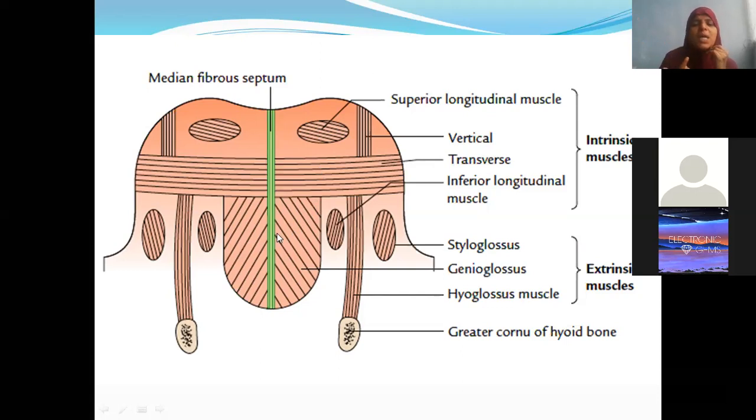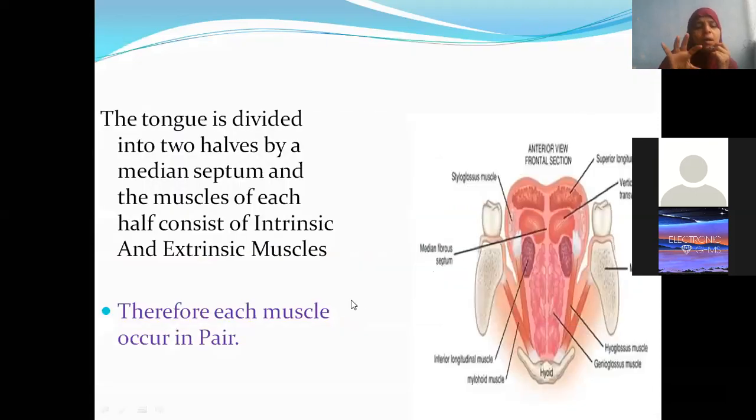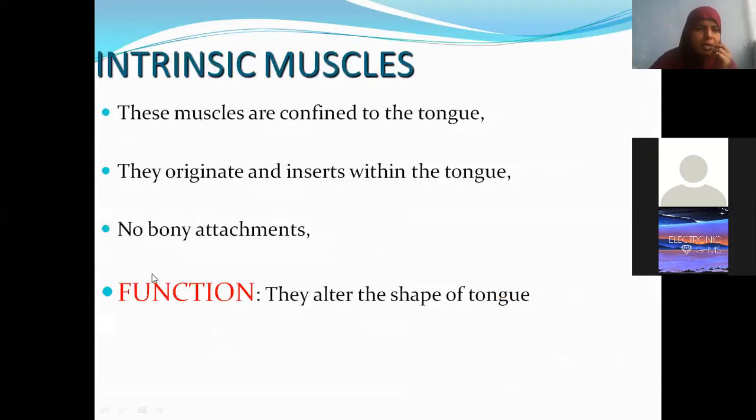Of course, we do different movements of the tongue, to roll, to flatten, to protrude, to retract it back. All intrinsic muscles will be acting, and the extrinsic muscles are also helping to hold the tongue inside the oral cavity so that it is not falling out. Okay, the tongue is divided into two halves by the median septum, and the muscles of each half, both extrinsic and intrinsic, all occur in pairs.